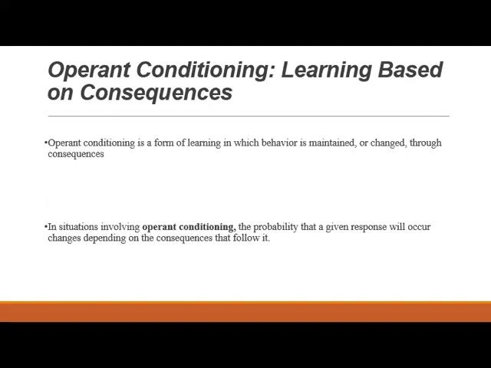Now, operant conditioning is learning which is based on consequences. It is a form of learning in which behavior is maintained or changed through consequences. In situations which involve operant conditioning, the probability that a given response will occur changes depending on the consequences that follow it.